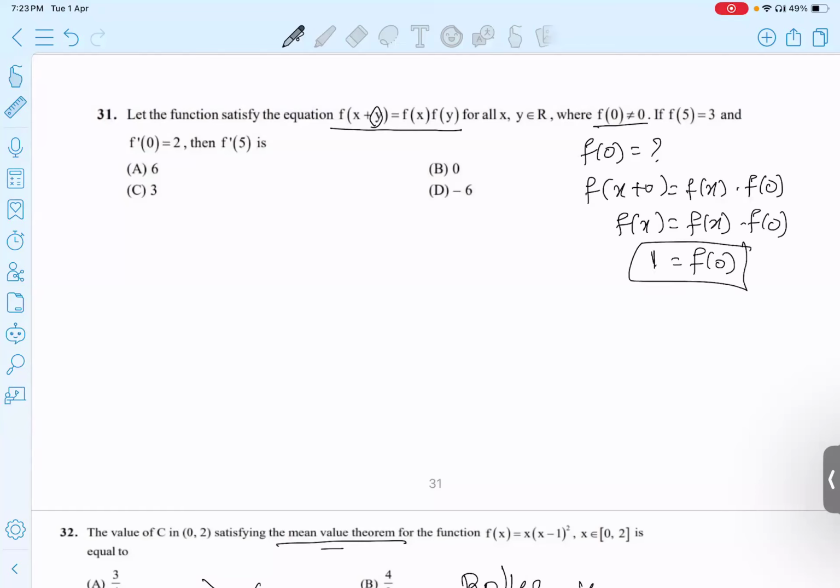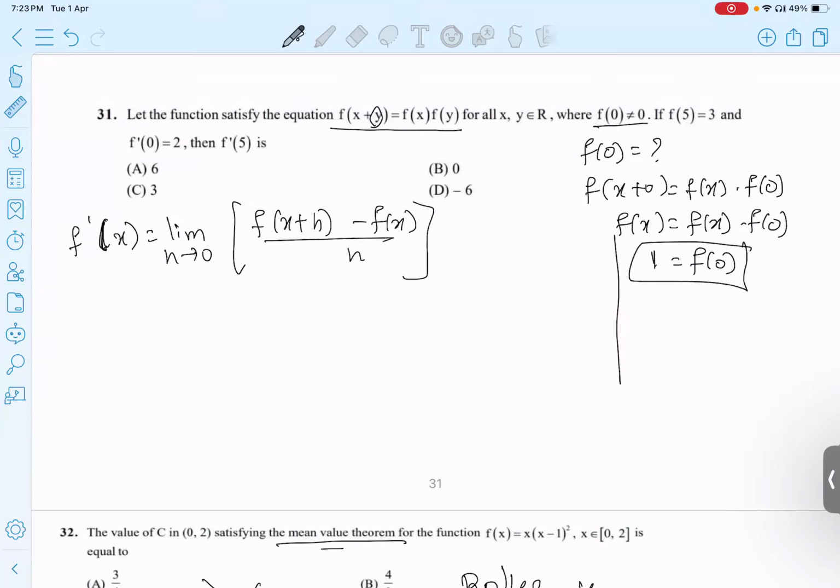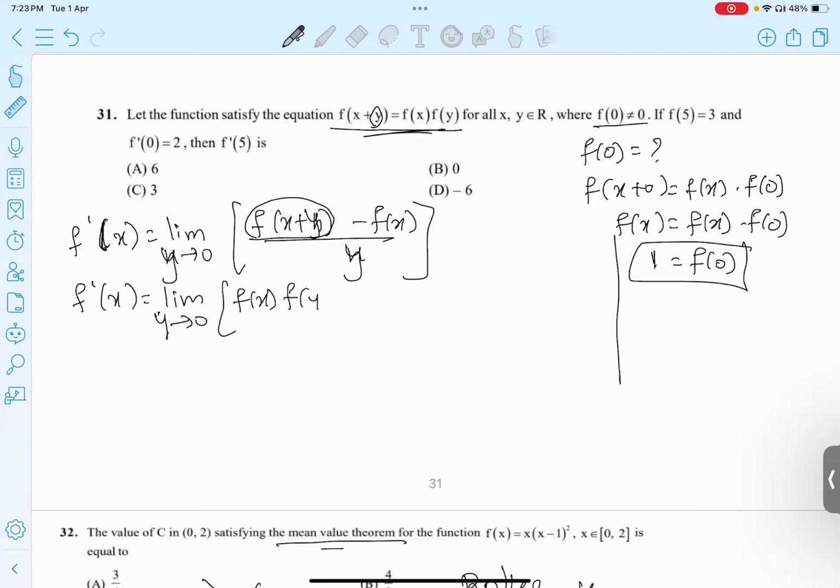Now, what is the definition of a derivative? f dash of x can be written as limit h tends to 0, f of x plus h minus f of x by h. So you are supposed to recall the definition of the derivative. Okay, so using the limits concept, this can be written as a limit, if I substitute h as y, this can be written as y. This is also y. So they have given the value of f of x plus y, which is equal to f of x into f of y minus f of x whole divided by y.